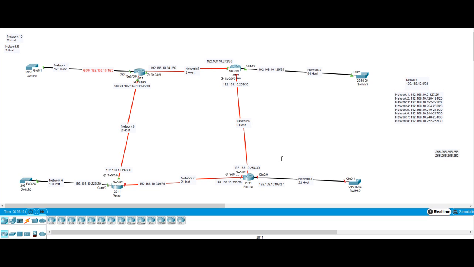It makes it a lot easier when you start programming your routers to be able to look and say, okay, this serial port should have this IP address. And so it lays it out and makes it a lot quicker. Let's go ahead and get started.